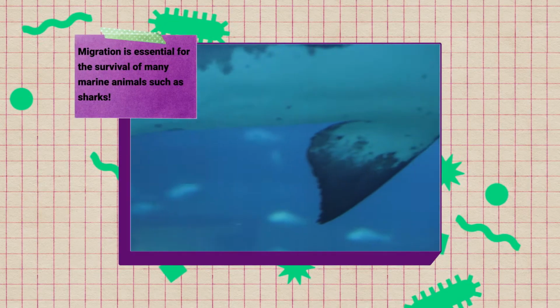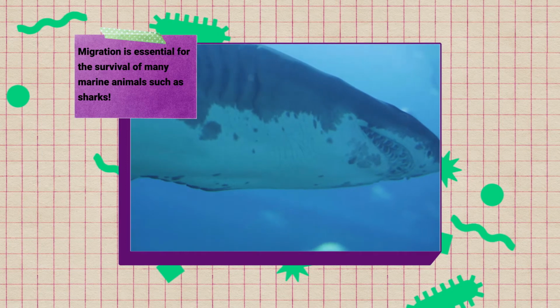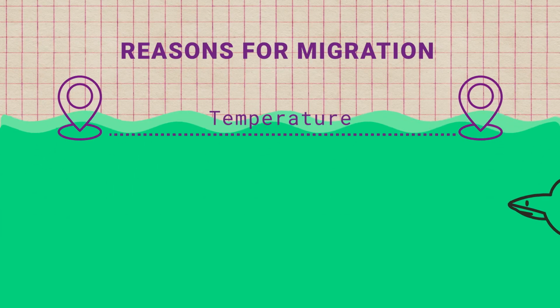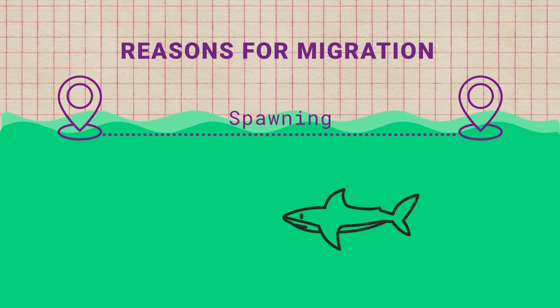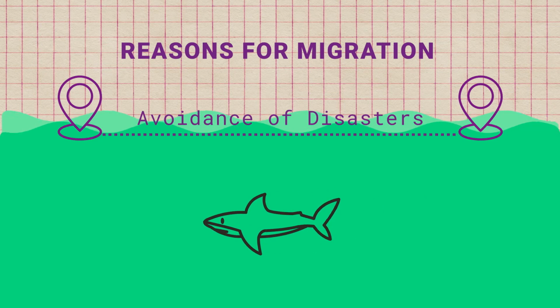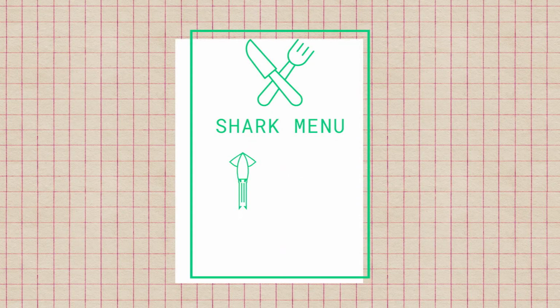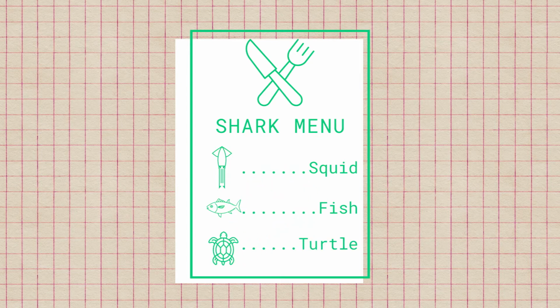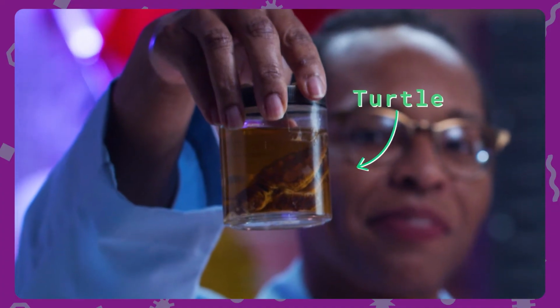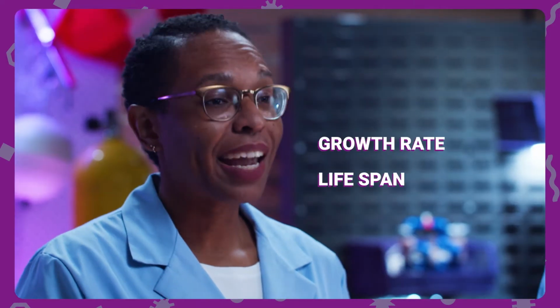Migration is essential for the survival of many marine animals, including sharks, and occurs during various times of the year and at particular periods in an animal's life cycle. Sharks migrate because of temperature, feeding, spawning, and avoidance of natural or human-made disasters. Migration for food happens on a daily basis and usually coincides with the migration pattern of their prey. Sharks typically consume squid, fish, and even turtles. Knowing what sharks eat is critical to protecting their food source, which affects their growth rates and lifespan.